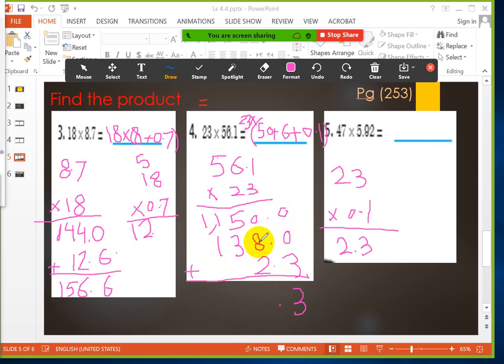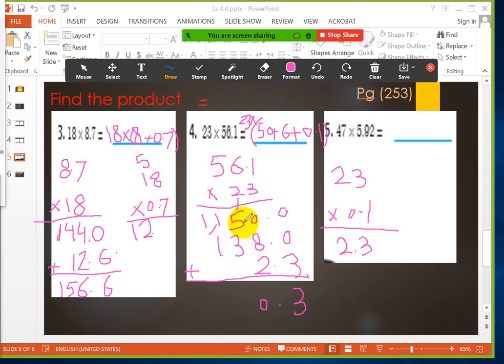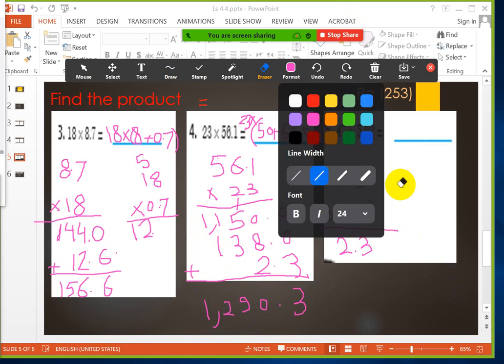0 plus 8 equals 8. 8 plus 2 equals 10, so I will put 0 here and 1 above the tens. Yes, 1 plus 5 equals 6. 6 plus 3 equals 9. 1 plus 1 equals 2, and there is no thousand, so it will be 1. So the final answer is 1290.3. This is the final answer.